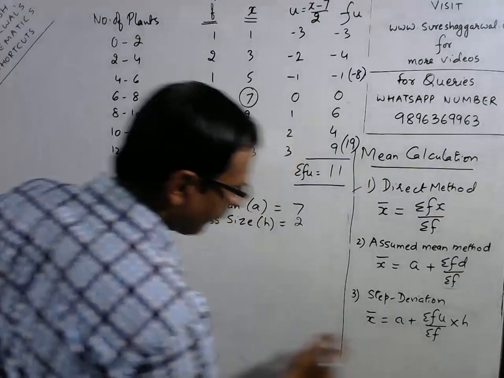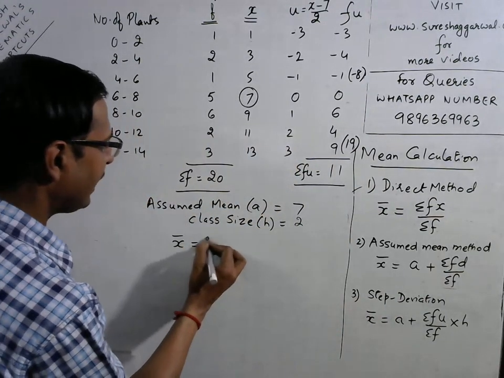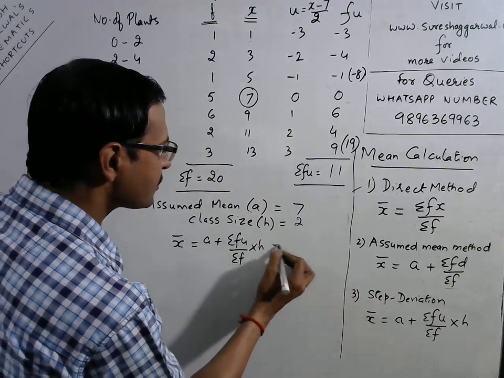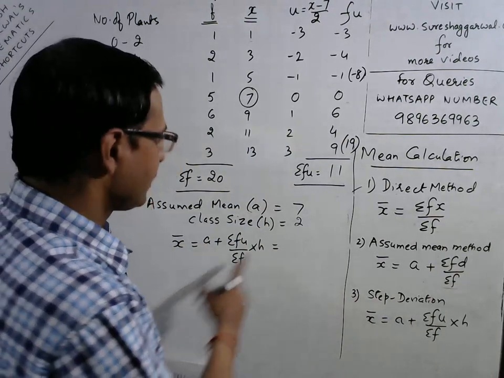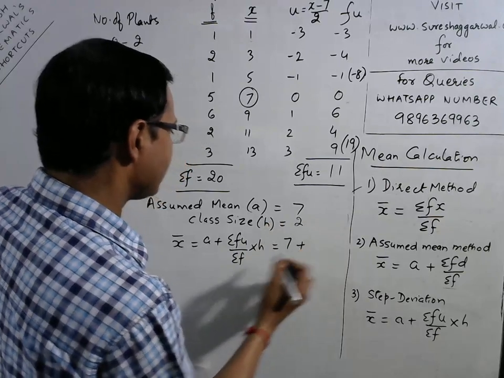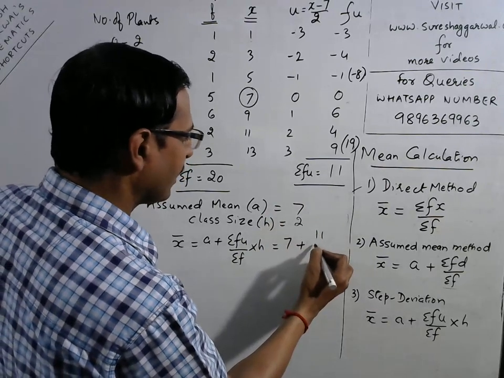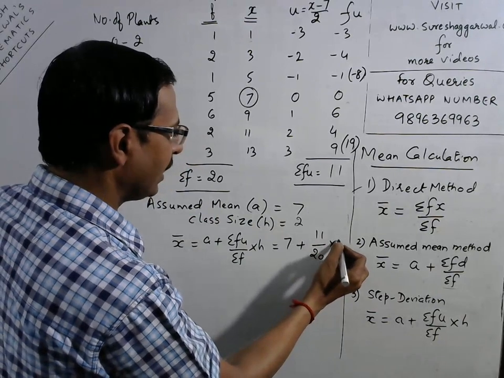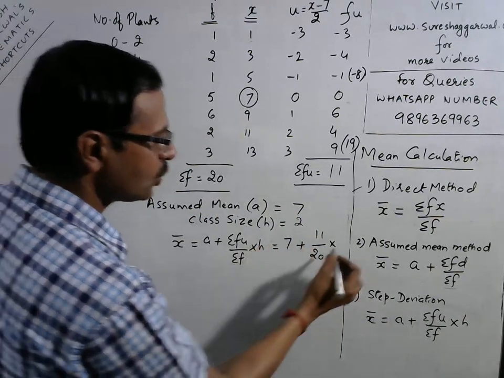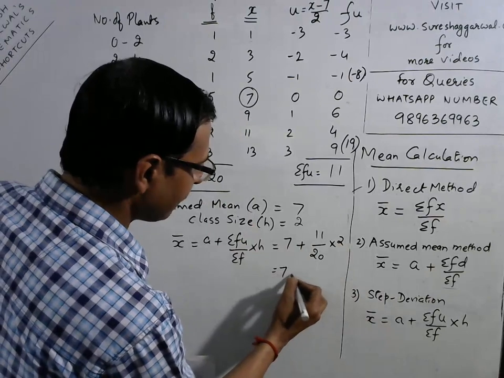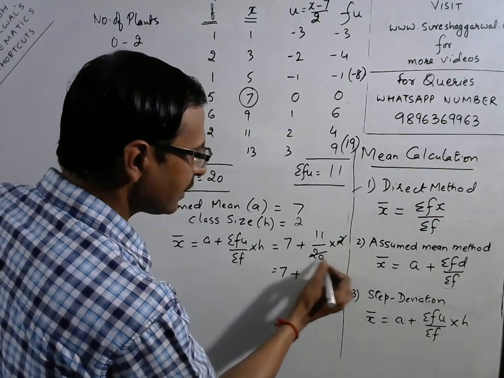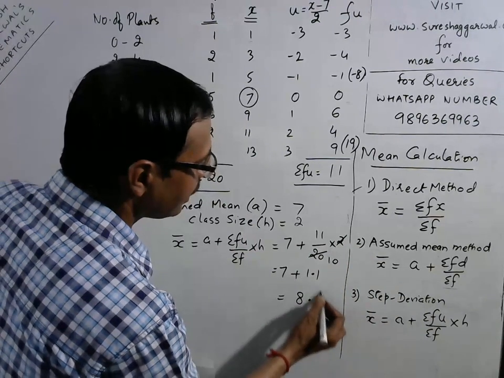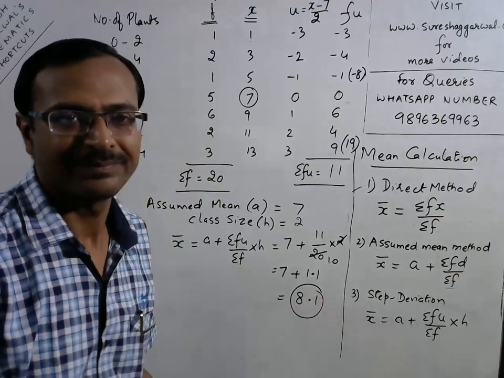Now, we have the formula here: x bar equals a plus sigma fu upon sigma f, into h. Now, I'll substitute the values here. We have 7 plus sigma fu, which is 11, upon sigma f, which is 20, into h, the class size, which is 2. So 7 plus, 2 cancels 10 times, 11 upon 10 is 1.1. So you get the same answer again, 8.1.